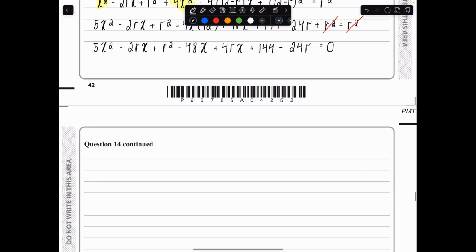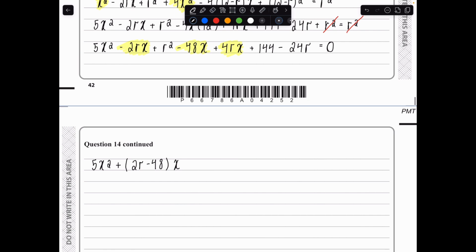So from here, we have our 5x squared. But now let's have a look at our x terms. We've got a minus 2r lot of x. We have a 4r lot of x. And that's pretty much it. Apologies, we also have a minus 48x. So in other words, we've got minus 2r lots of x plus 4r lots of x, and then we have to take away 48 lots of x. So that's simply the same as just saying 2r minus 48 lots of x.